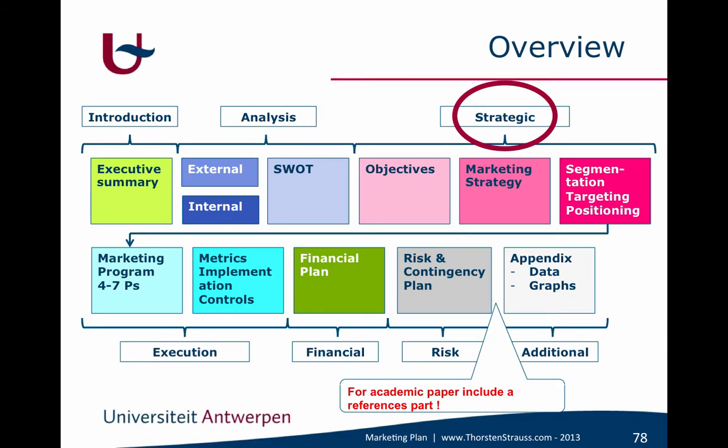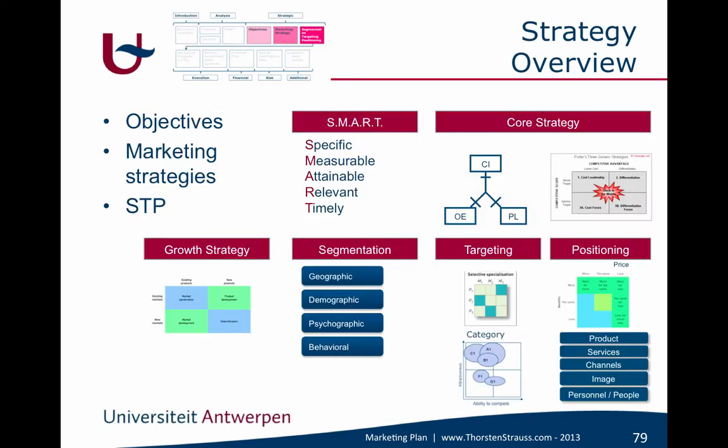We are in the 7 parts of writing a plan, from introduction to analysis, strategy or strategic part, execution, financial and risk, plus the add-on appendix. And now we are in strategy: objectives, marketing strategy, segmentation, targeting, positioning, STP, the heart and core of strategy. That is quite a big chapter. It breaks down to objectives, marketing strategies, and segmentation, targeting, positioning.